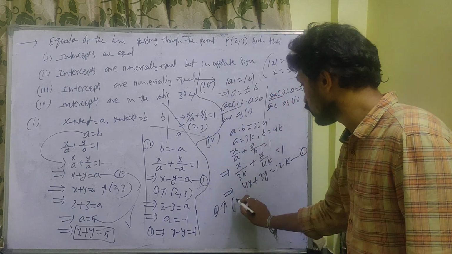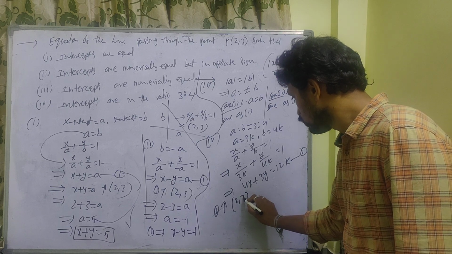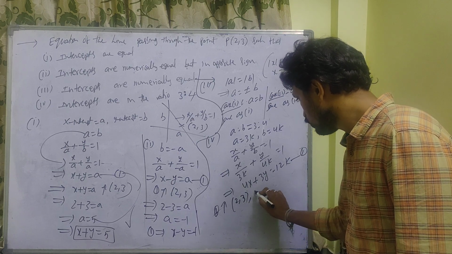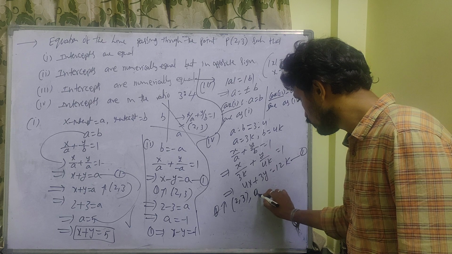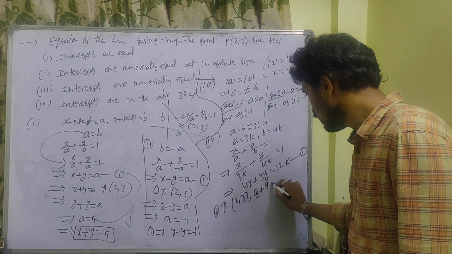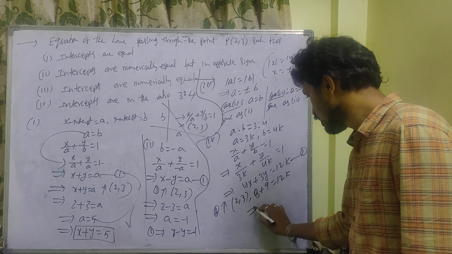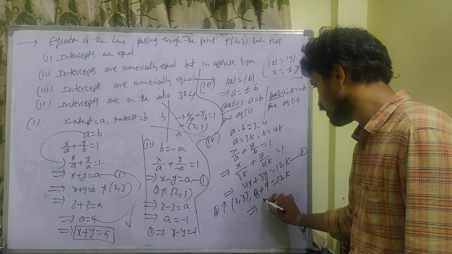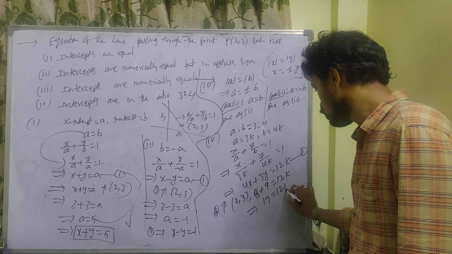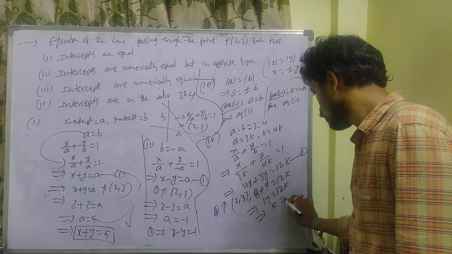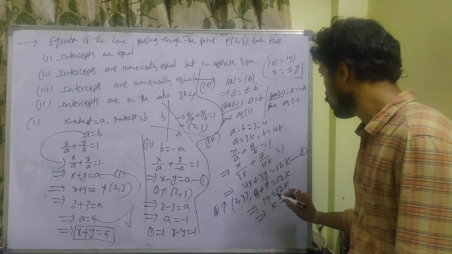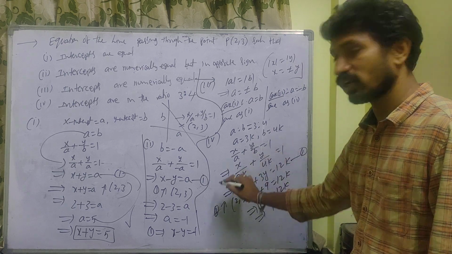Because the line passes through what point? The same point, (2, 3). Substitute here: 4 twos are 8 plus 3 threes are 9 is equal to 12k. So 8 plus 9 is 17, 17 is equal to 12k. This means k is equal to 17 by 12. Substitute here, and that is our required answer.